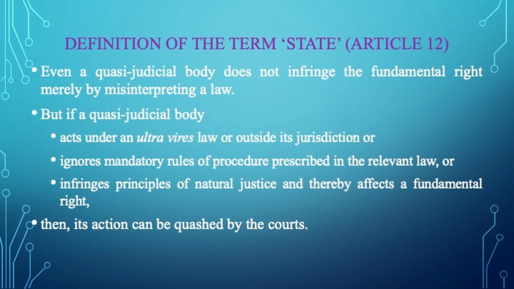Even a quasi-judicial body does not infringe the fundamental right merely by misinterpreting a law. But if a quasi-judicial body acts under an ultra-vires law or outside its jurisdiction or ignores mandatory rules of procedure prescribed in the relevant law, or infringes principles of natural justice and thereby affects a fundamental right, then its action can be quashed by the courts.